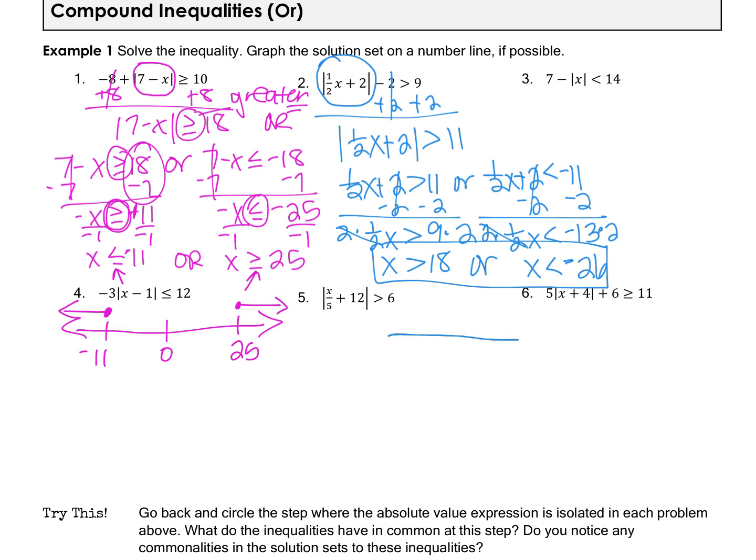And then when we're graphing it, we have 0, I have a negative 26, and I have a positive 18. Notice it doesn't include either of them. So on this one, it says x is greater than 18, so it should be an open point when it doesn't include it. Greater is to the right, and then less than negative 26. So open and to the left.